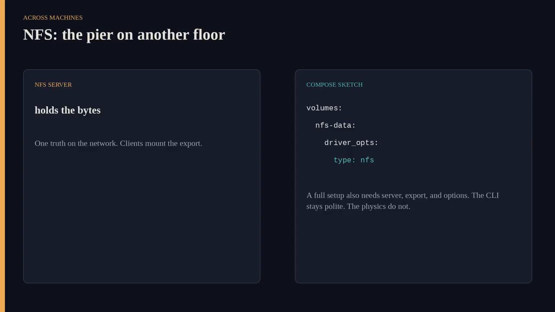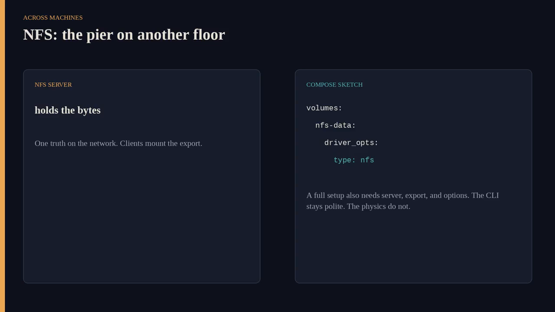Cross-machine sharing makes the negotiation concrete. Volume drivers let the same named volume idea point at remote storage. The compose example declares a volume whose driver options set type to NFS. NFS, a network file system, means the files live on a server and clients mount them over the network. Containers on different machines can, in principle, see the same tree. The documented sketch is minimal. It specifies the type. A complete setup would also name the server, the export, the mount options.